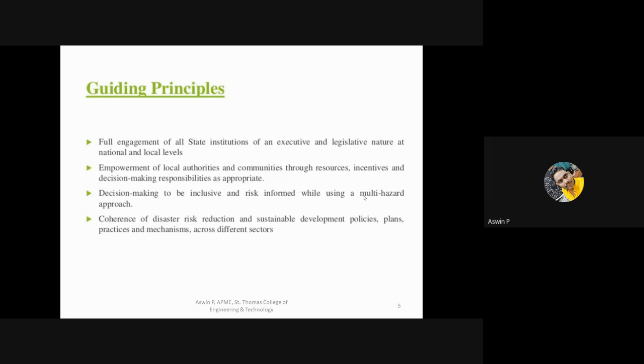And the next point comes: decision making to be inclusive and risk informed while using a multi-hazard approach. Decision making is a mandatory process in every case, so we cannot omit this section inclusively.